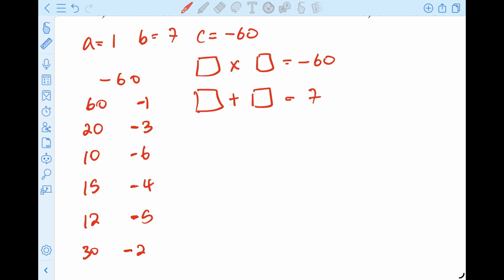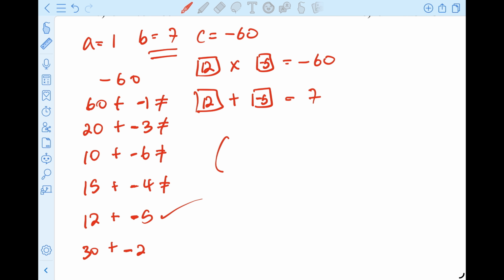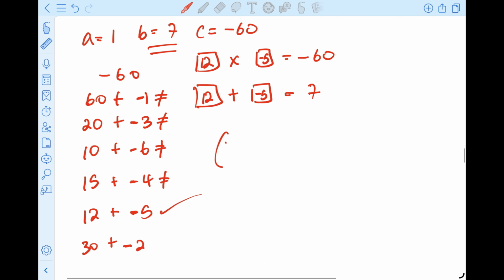Which one of these factors, when I add them together, gives me 7? Do you see it? This one? No. This one? No. This one? No. This one? No. That one. 12 and -5 gives me -60. 12 plus -5 gives me 7. So my answer would be, what variable was it? B. B plus 12, B minus 5.